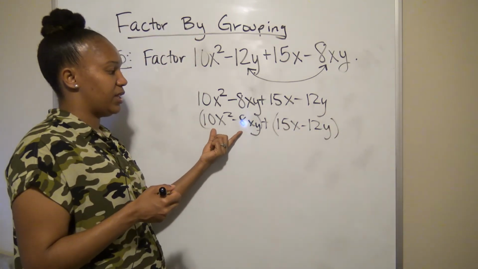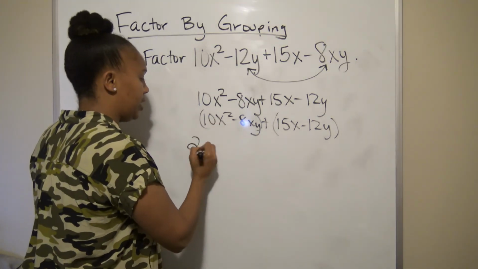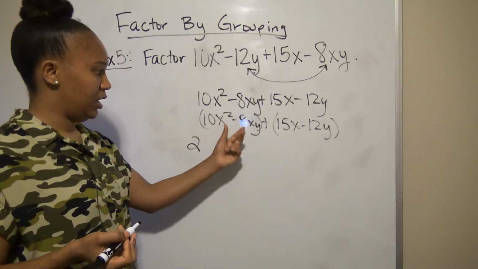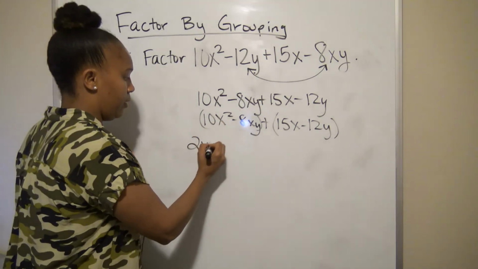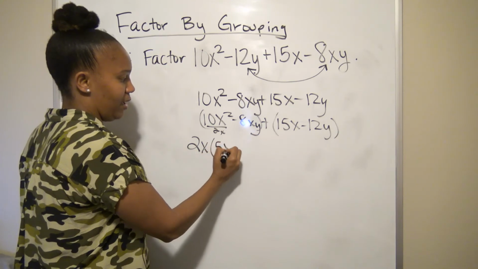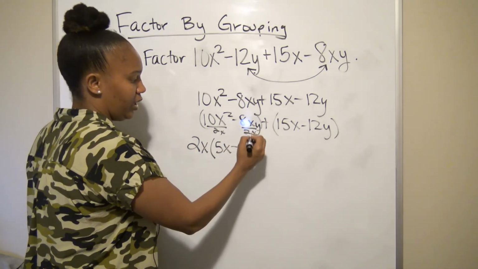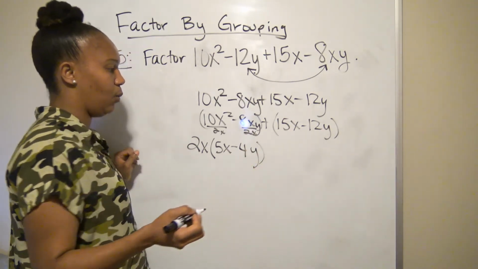What do these two terms have in common? If you look at the numbers, 2 goes into both of those. 2 is the biggest number that goes into both of those. And then these both have an x in them. So if I factor out a 2x, divide this by 2x, and that gives me 5x. If I factor out a 2x here, 8 divided by 2 is 4. The x's cancel, and that leaves me with 4y.